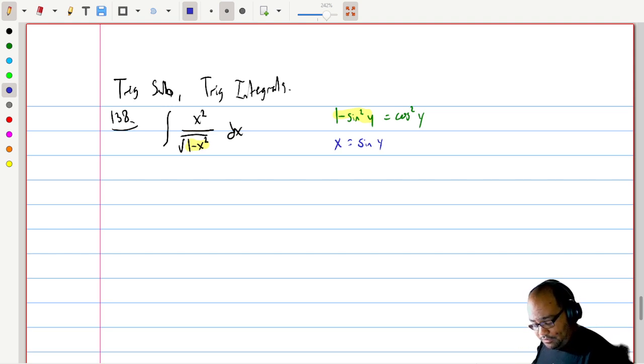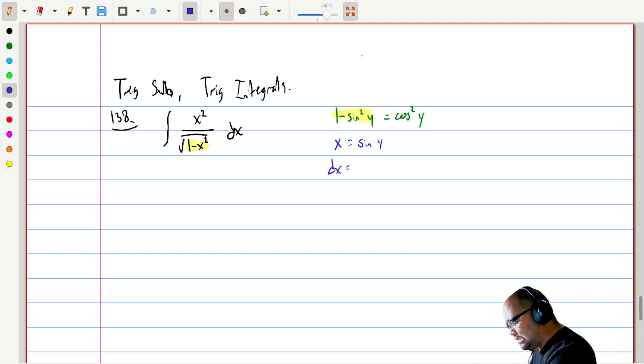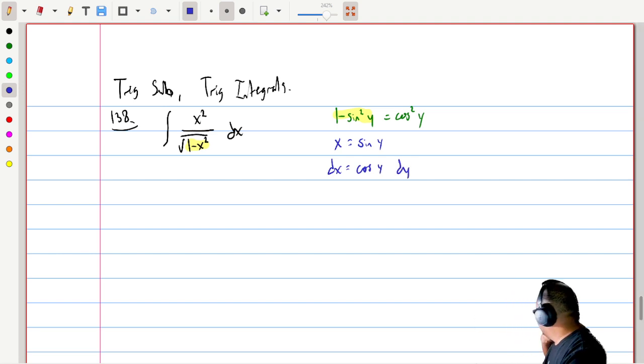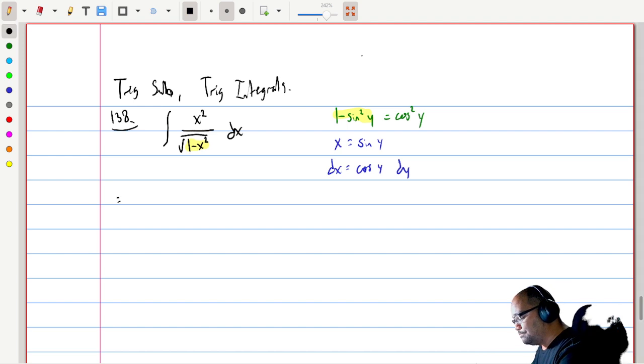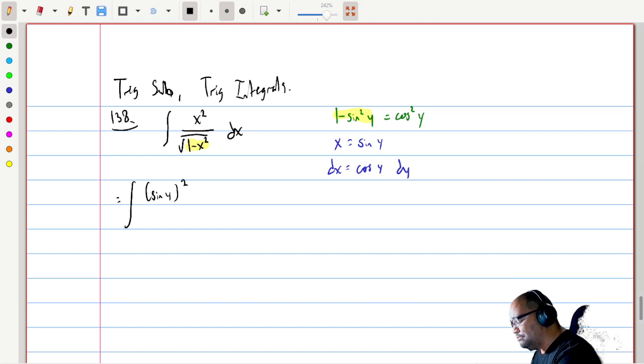So we have, let's see here, dx is equal to cosine of y dy. And this is where we've got to be really careful about the operations that we're doing. Okay, so this integral becomes, let's take a look here. x squared, so that's the sine of y squared times cosine of y dy for dx.